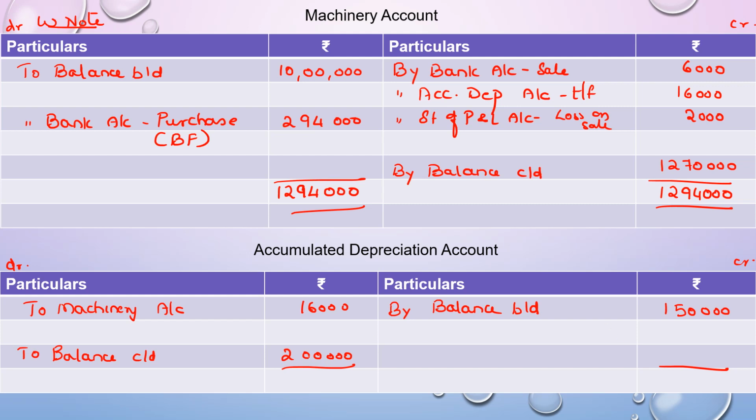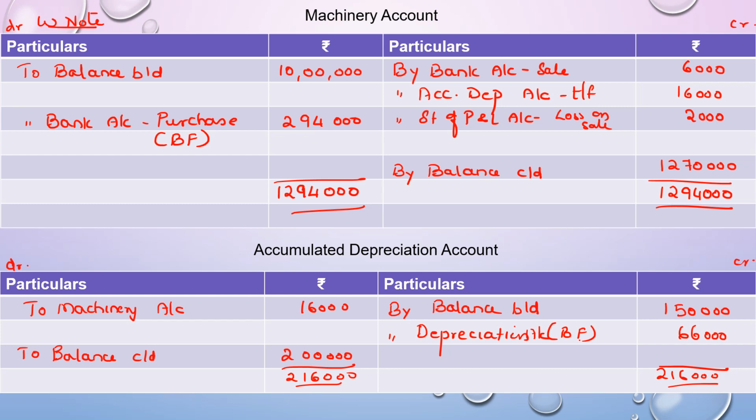Now we'll close out this particular accumulated depreciation account as well. 2,16,000. Put it on the other side. Find the difference. The difference would be 66,000. So this is represented by the depreciation for the year. So this is the balancing figure related to depreciation.